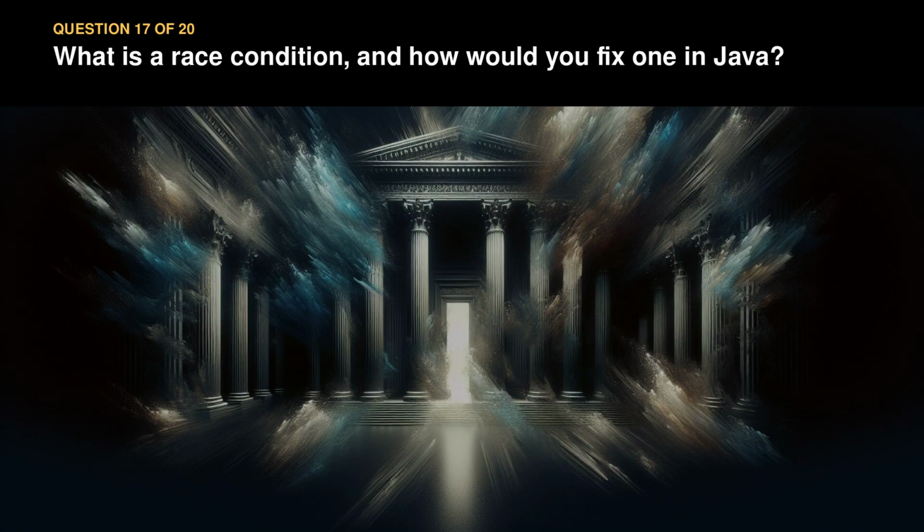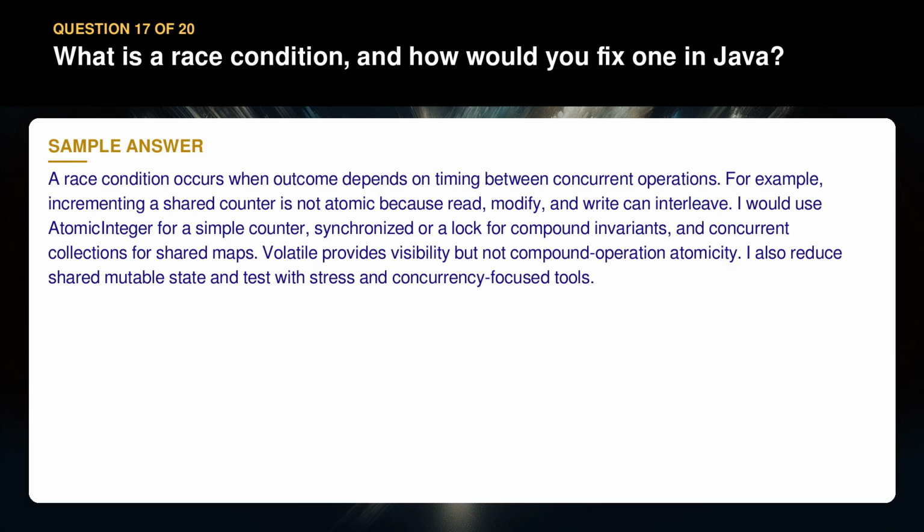Question 17. What is a race condition, and how would you fix one in Java? A race condition occurs when outcome depends on timing between concurrent operations. For example, incrementing a shared counter is not atomic because read, modify, and write can interleave.